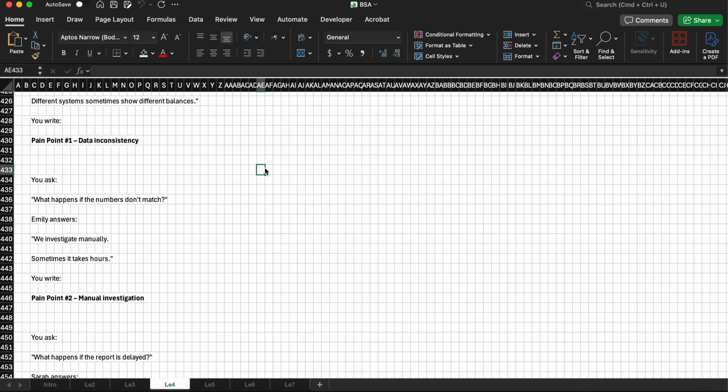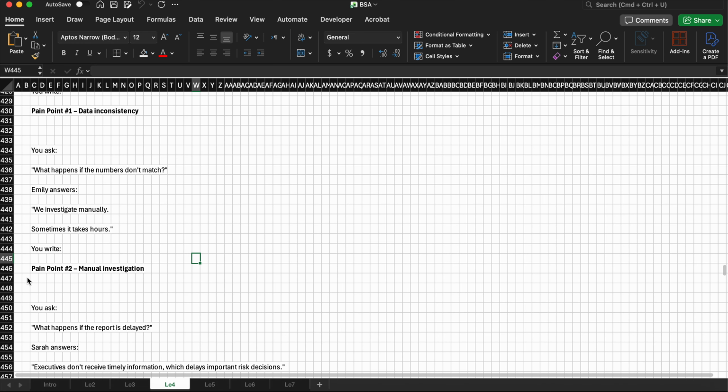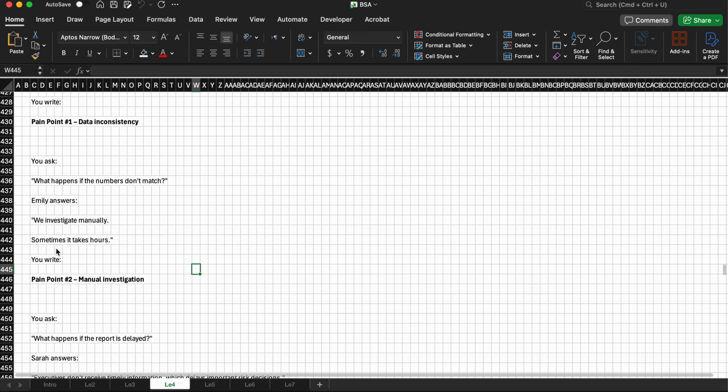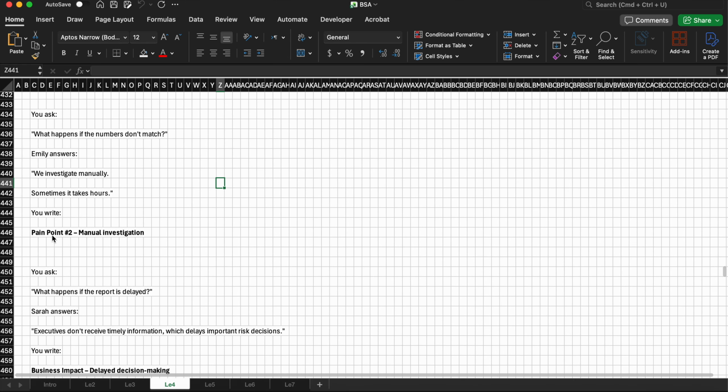Let's say this is your mortgage system and this is the finance report. You have to see which customer is missing from which system. If you find the customer, you can see the amount, or if you know the amount, you can see which customer, vice versa. So that's the first one. Now the second pain point: the data does not match, that's one issue, and the second is manual investigation.